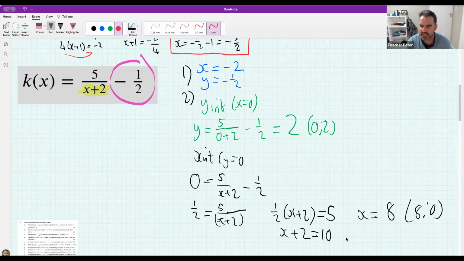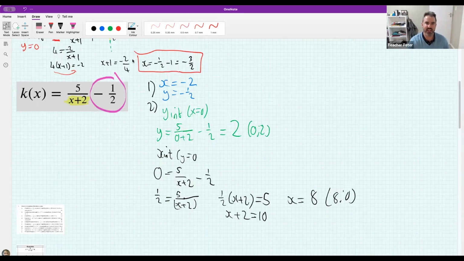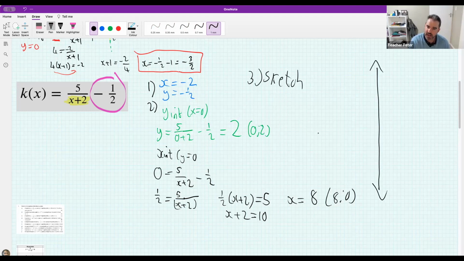Did anybody get that? Give me a yes in the chat if you got the 8. Give me a no if you didn't. Okay, I want you now to draw the hyperbola all by yourself. Step 3 is to sketch. I want to give you 2 minutes to do that, and then I'm going to move on to the second part of the lesson. So I want you to sketch me the hyperbola. And once you finish sketching it, I want you to say done in the chat.